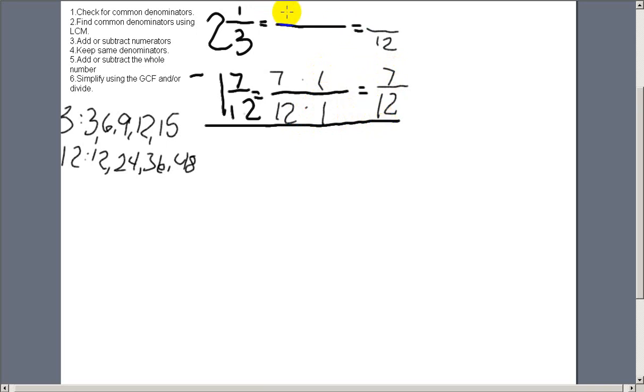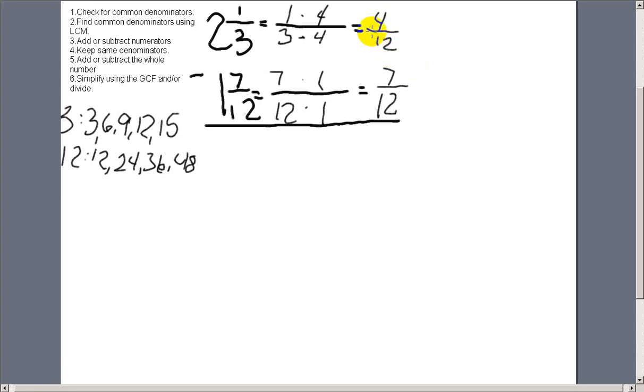I do the same thing for 1/3. 3 times something is 12, and that is 4. I need to do the same thing on the top as I do on the bottom, so I'm going to multiply by 4. This has to be a fraction of 1. 1 times 4 is 4.